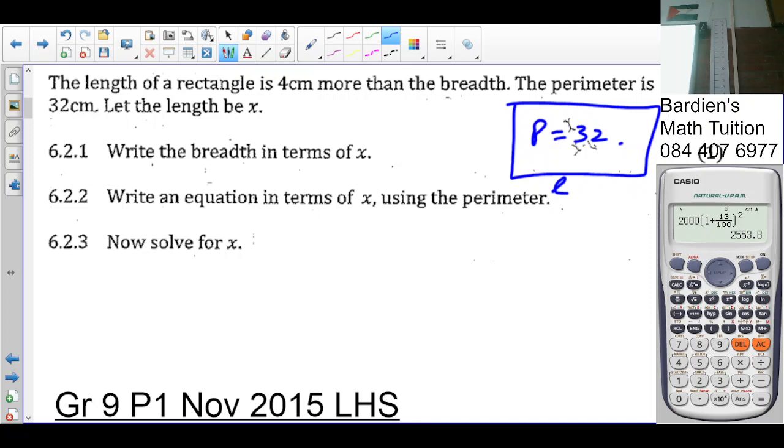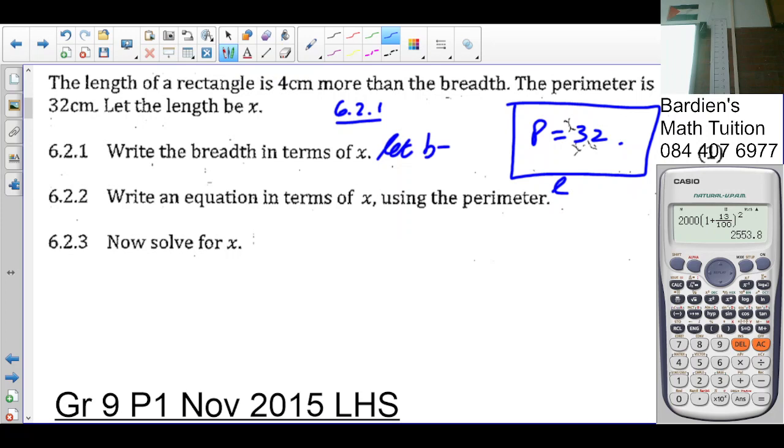So here in 6.2.1, even here we could have said let the breadth be x. The same thing, because the breadth is still in terms of x. But if you let the length be x, then your breadth is going to be x minus 4.